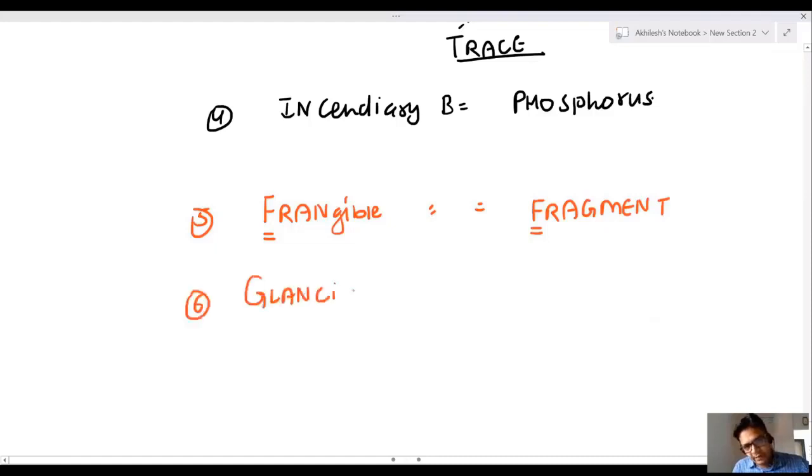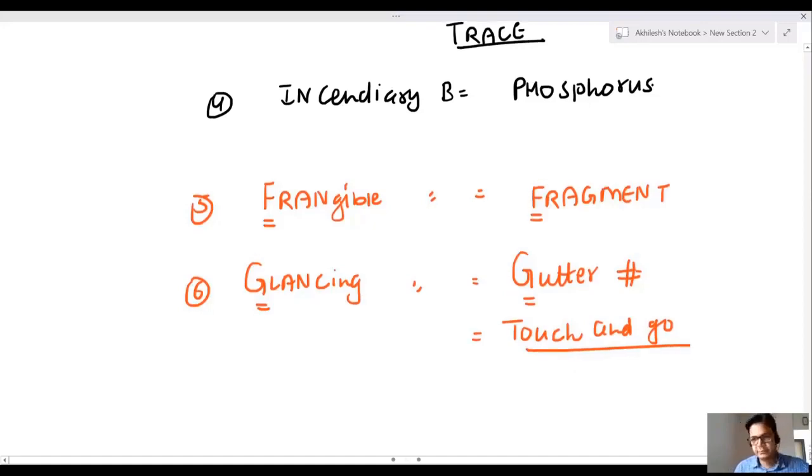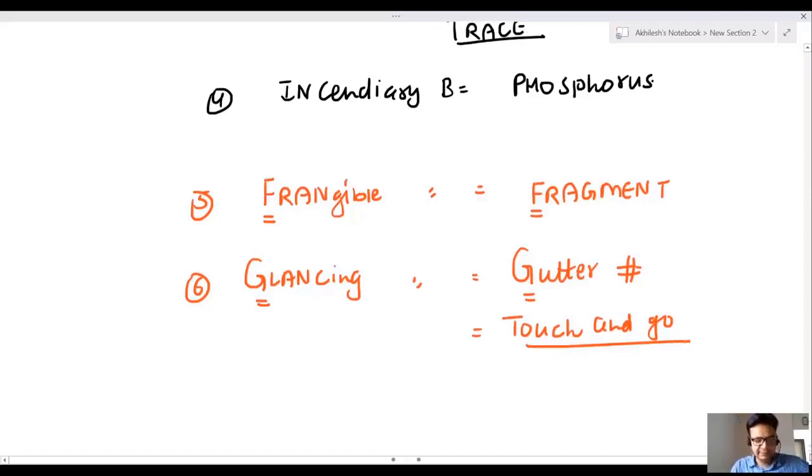Sir, glancing bullet. G for glancing bullet. G for it causes gutter fracture. That's a very simple trick. So what is this bullet? Touch and go. It just touches and goes. That is known as GG, glancing bullet.